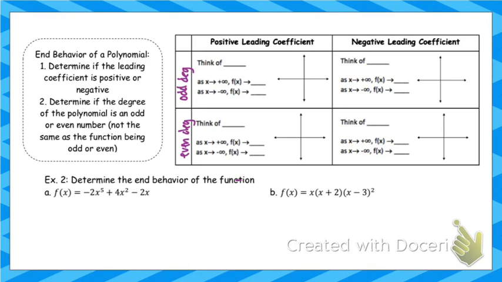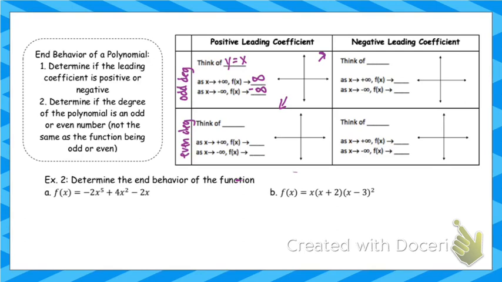So for example, an odd degree polynomial with a positive leading coefficient. The simplest graph that meets that criteria is y equals x, and we all know what y equals x looks like. So the ends of every positive leading coefficient odd degree polynomial are going to match the ends of y equals x. So as x approaches positive infinity, f of x approaches positive infinity. As x approaches negative infinity, f of x approaches negative infinity. So that's what the end behavior is if it's a positive leading coefficient and odd degree.